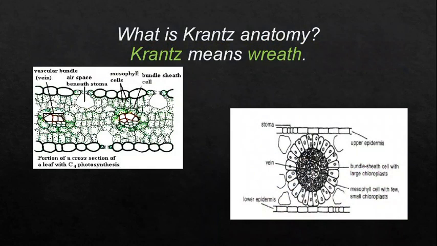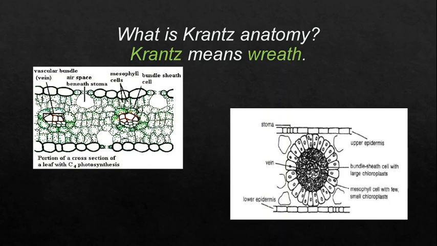Actually it is a German word and it means wreath or ring. In the leaves of C4 plants, the vascular bundles remain surrounded by a bundle sheath of larger parenchyma cells, which in turn are surrounded by smaller mesophyll cells. The chloroplasts in the bundle sheath cells are larger in size and lack grana, but the chloroplasts in the mesophyll cells are smaller and contain grana. In maize, plasmodesmata have been observed which connect the bundle sheath cells with mesophyll cells.